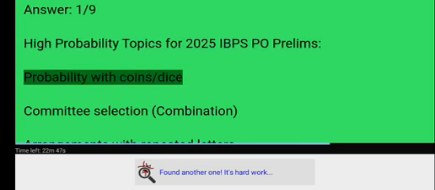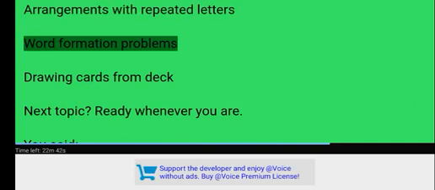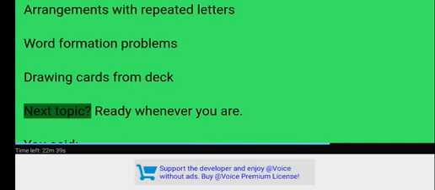High probability topics for 2025 IBPS PO Prelims. Probability with coins and dice. Committee selection, combination. Arrangements with repeated letters. Word formation problems. Drawing cards from a deck.